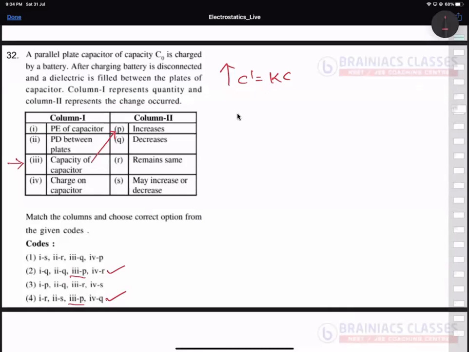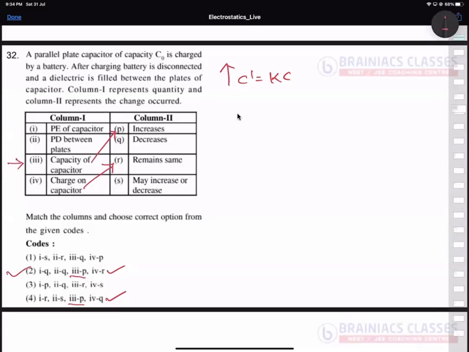Now we look into the other option. Charge on the capacitor, what will happen? When capacitance increases, may the charge increase or decrease? If I place a dielectric between the plates of a capacitor, capacitance will increase, but the charge will not increase. Charge remains the same. Out of the 4 options, we filtered 2, and only one remains, that is option number 2.